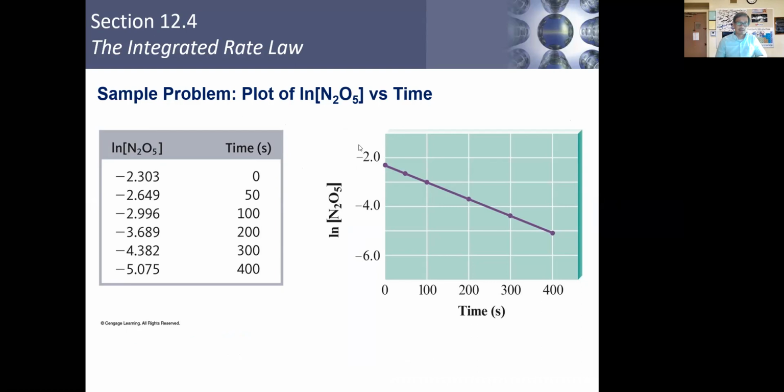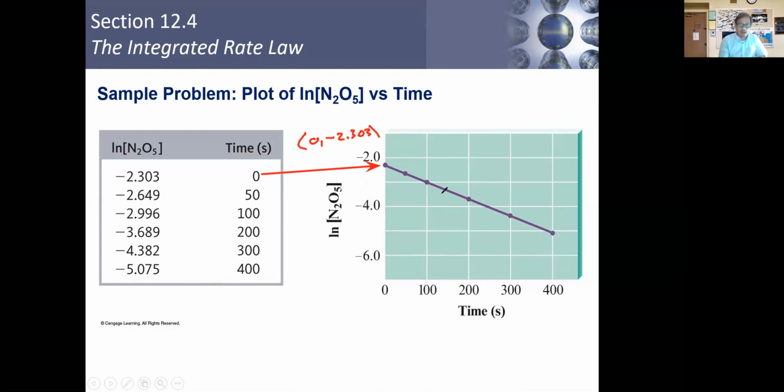Then what I did was plot the points here for you. So, for example, this point right here corresponds to these two data points right there. So roughly about negative 2.303 at 0. So this point right here has the coordinates of 0, negative 2.303. And you can see that all these other points correspond to these here.